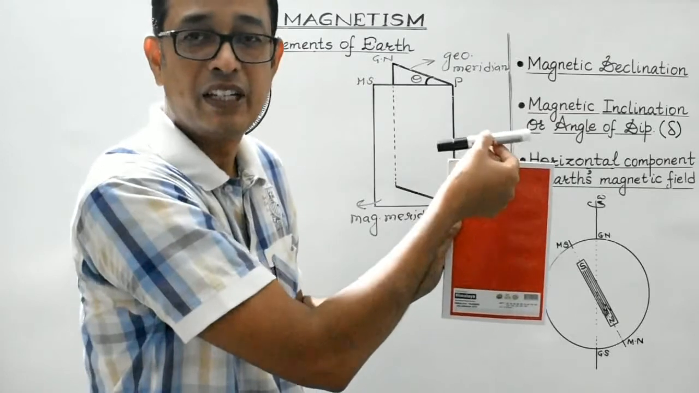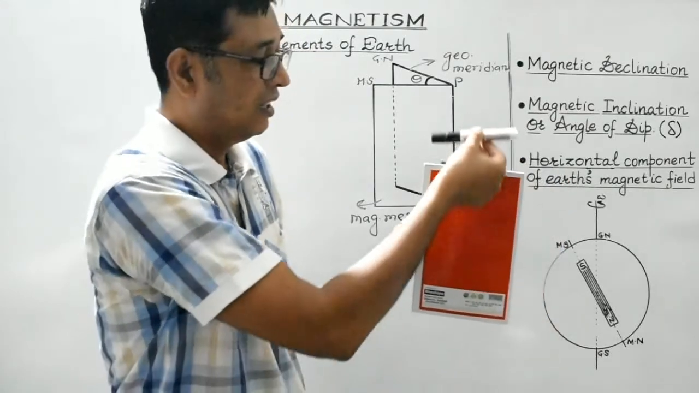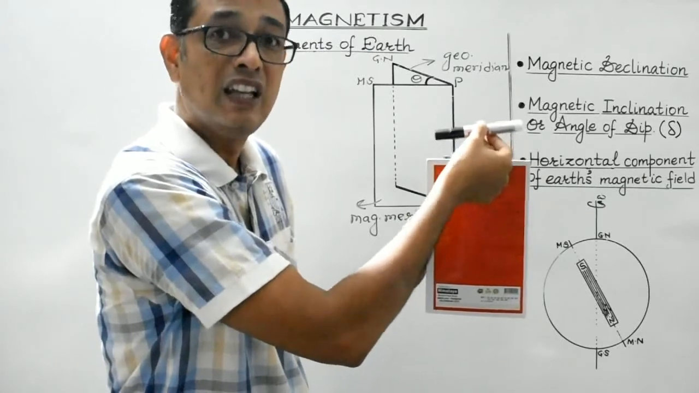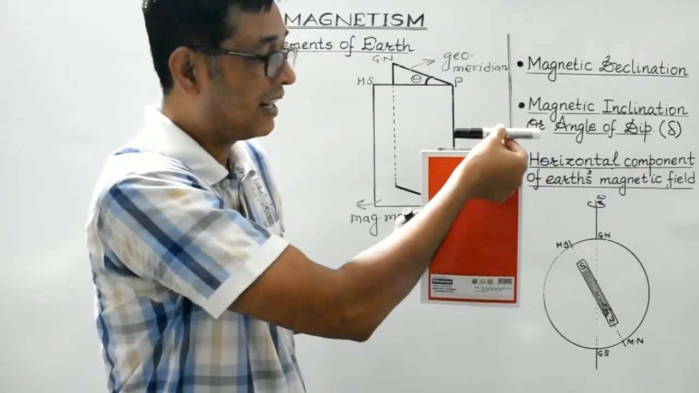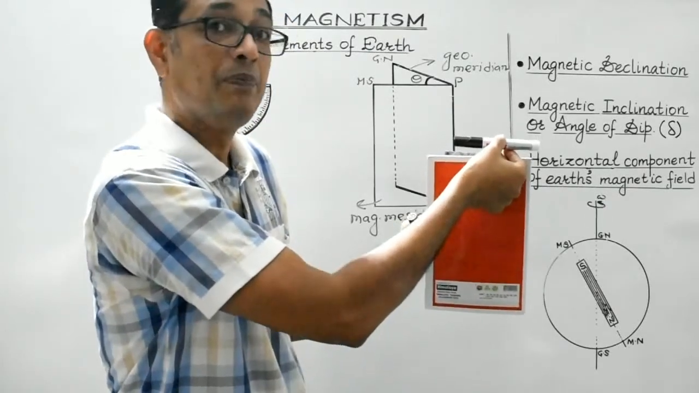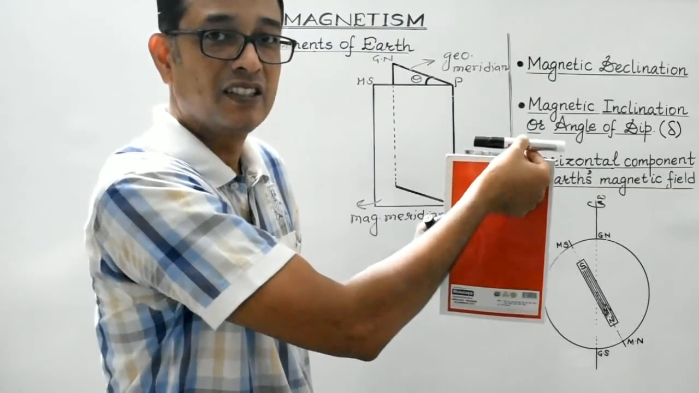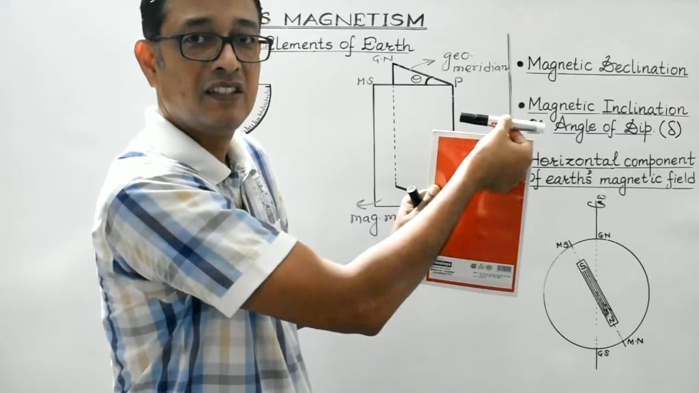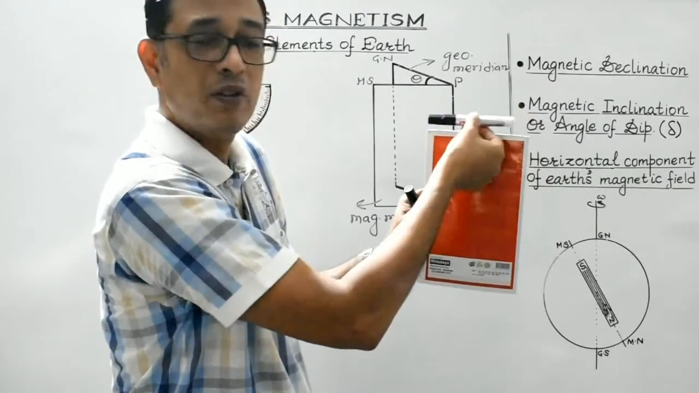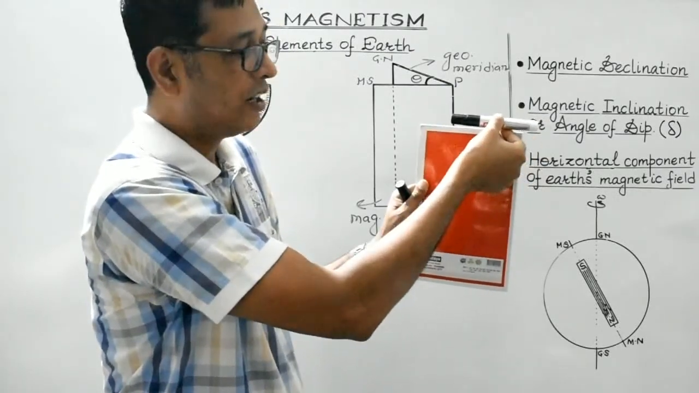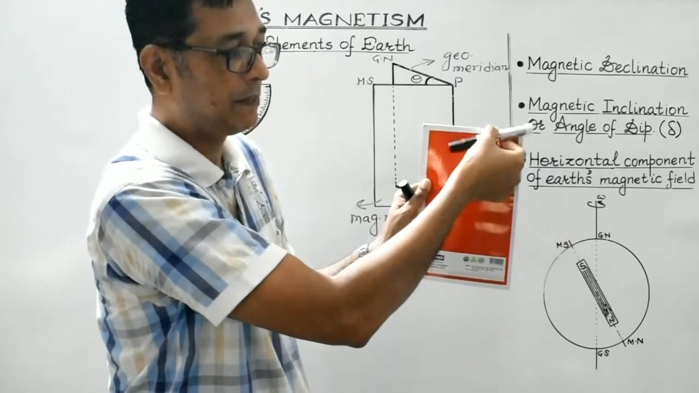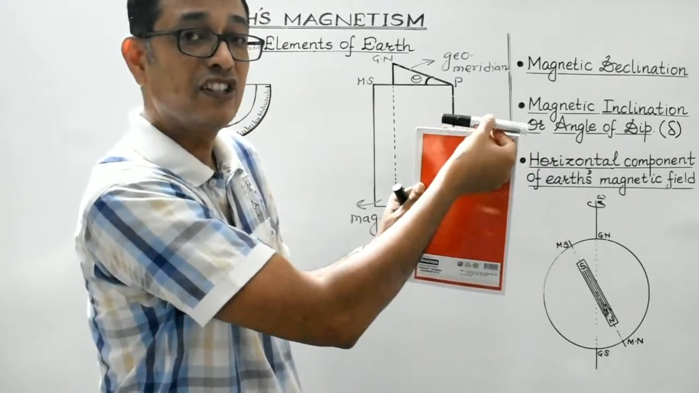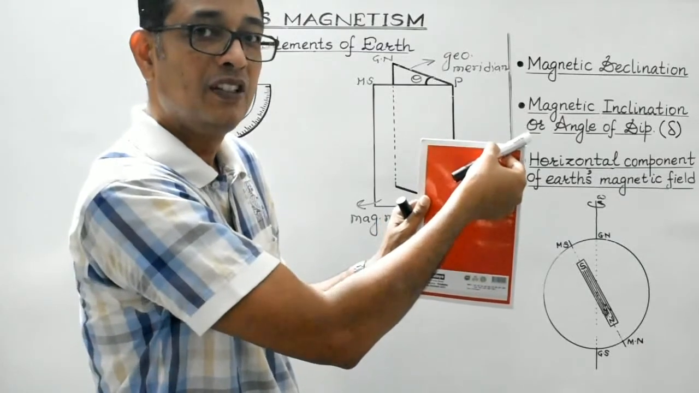Again, this is a very, very important point, students. I repeat, a freely suspended bar magnet will lie in the magnetic meridian. Then depending upon the location of the place, either this needle can remain stationed like this, parallel to the horizontal, or it may dip somewhat. So this is why the angle of inclination is also known as angle of dip.